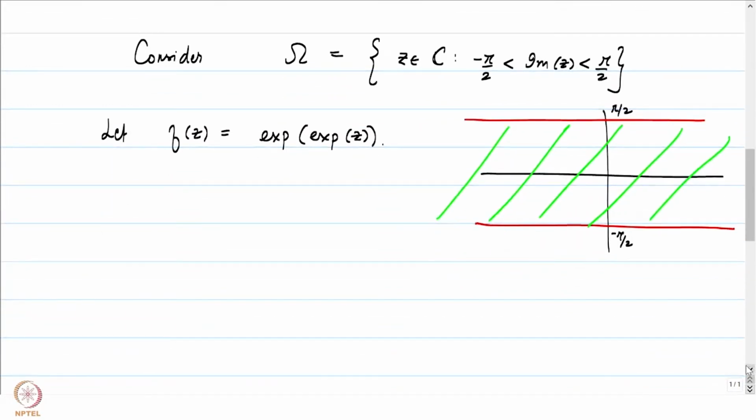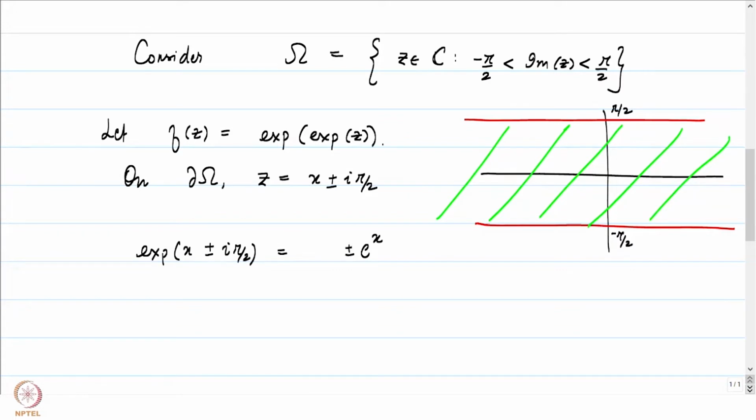What can we say about the absolute value of f of z on the boundary? On the boundary of omega, z is going to be equal to x plus or minus i pi by 2. Right? Every point on the boundary will be some x plus or minus i times pi by 2. So e to the power x plus or minus i pi by 2 is going to be e to the power x times e to the power i pi by 2, which is just cos of pi by 2 plus i sin pi by 2. So this is just going to be equal to plus or minus i times e to the power x.